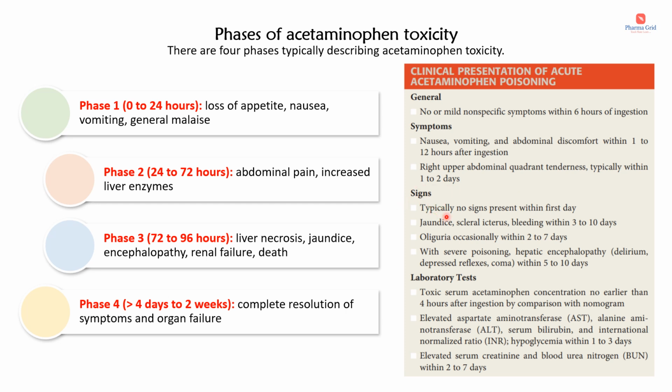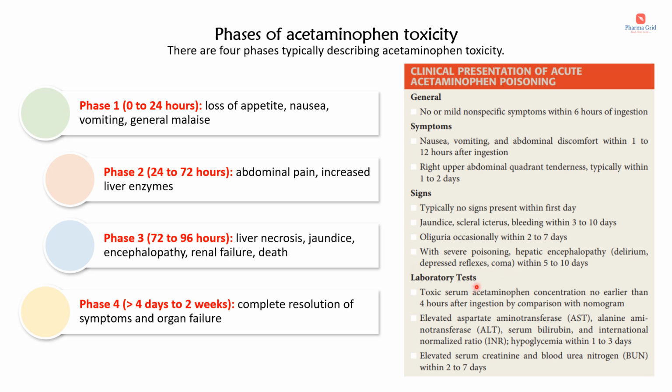Then signs. Typically there will be no signs present within the first day. Then jaundice, scleral icterus, bleeding within 3 to 10 days. Then oliguria, occasionally within 2 to 7 days. Then with severe poisoning, hepatic encephalopathy, which includes delirium, depressed reflexes and coma within 5 to 10 days.